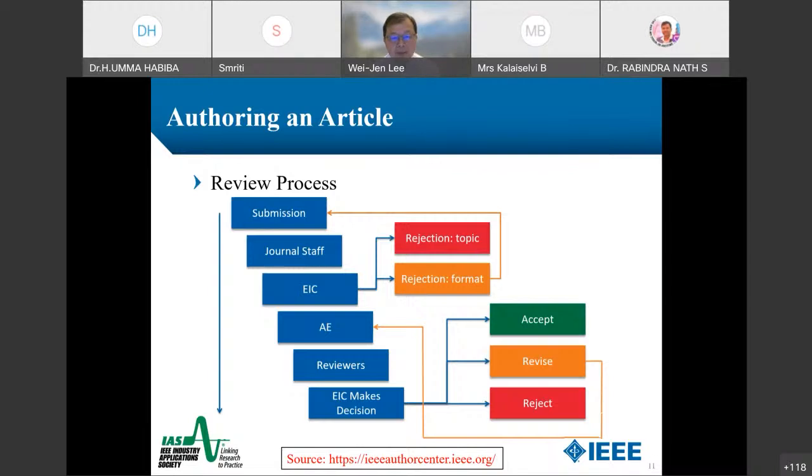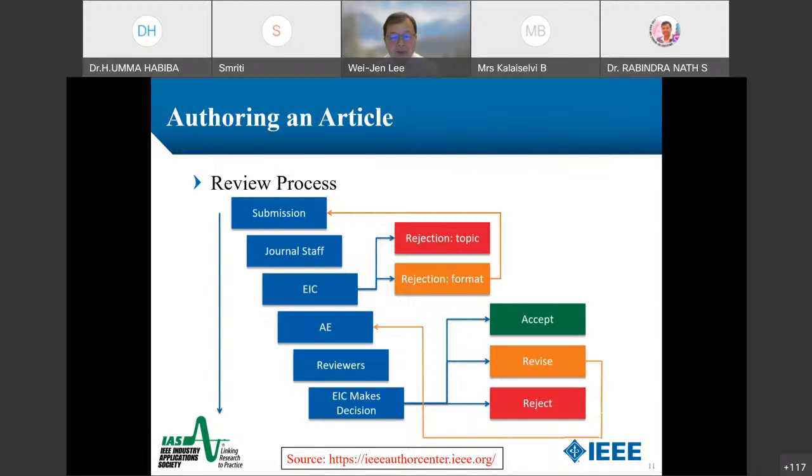So this is basically the typical review process. Once you submit the paper, the journal staff will check whether you have provided enough information, for example, the copyright release form, and also the format, and then pass it along to the editor-in-chief. The editor-in-chief will look at it, and they can reject it based on the topic. They say, okay, this is not related to our society.